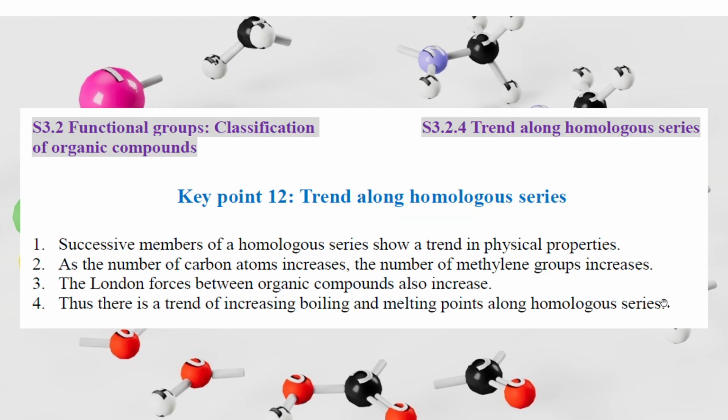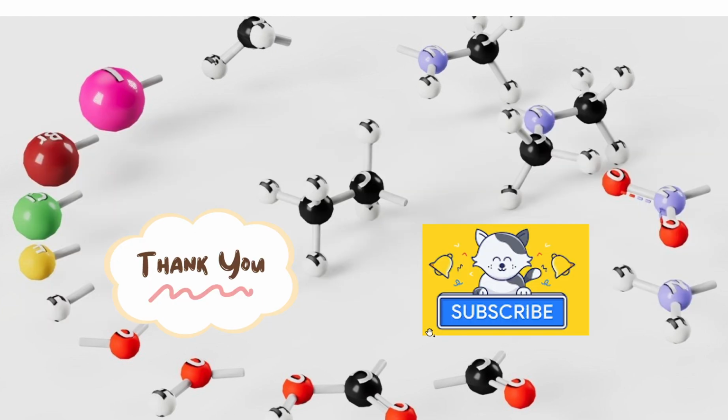And the trend along the homologous series is fairly simple. When they go higher, there is more CH2, more CH2, more CH2, so more electrons and stronger London forces. So the boiling point and melting point increase along the homologous series in general.